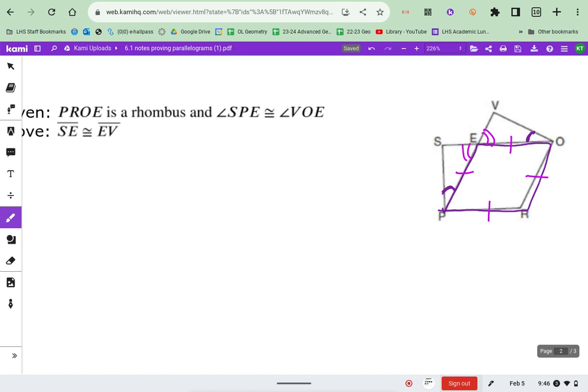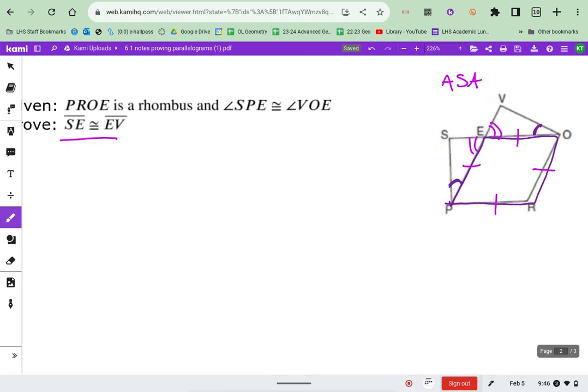ASA. Angle side angle. And so then after that, once those two triangles are congruent, every piece on those triangles has to be congruent to a piece on the second triangle, which is essentially what we're trying to prove. So that's the game plan. So let's go for it. So I'm going to draw my T-chart and write my givens.